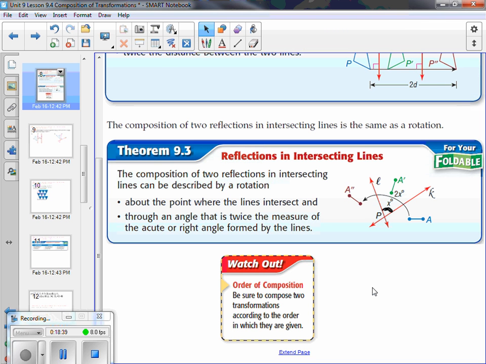Okay? So here's what you need to know. When you perform two reflections, it will either be the same as a translation or a rotation. If the lines of reflection are parallel, it's translation. If the lines of reflection intersect, it's a rotation. That's what I expect you to be able to recognize. Questions?